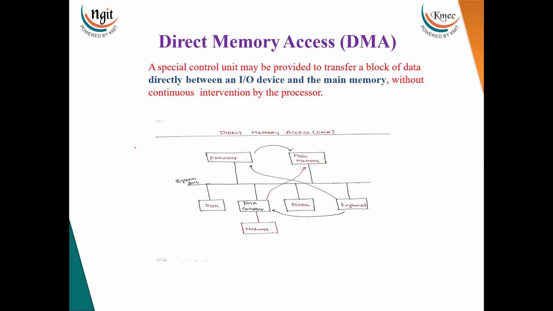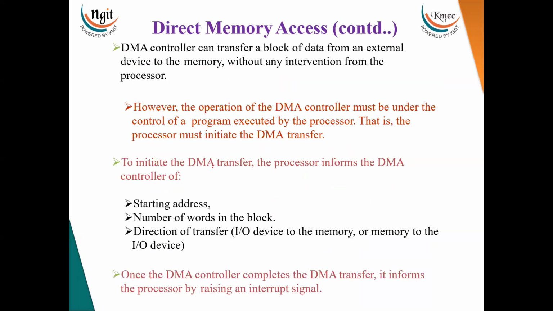Now what is DMA? DMA is a special control unit, provided to transfer blocks of bulk data between IO devices and the main memory without continuous intervention by the processor. Once the data transfer takes place, the processor just initiates the DMA, and DMA will transfer the data between high speed devices and the memory or vice versa. That time the processor will do some other job. Now, how that happens, we will study with the DMA interfacing circuit.